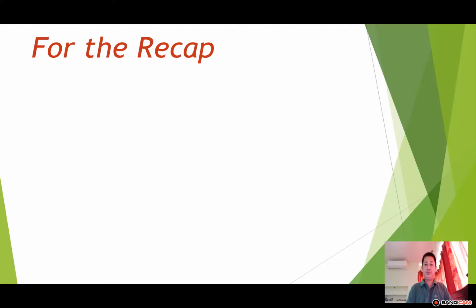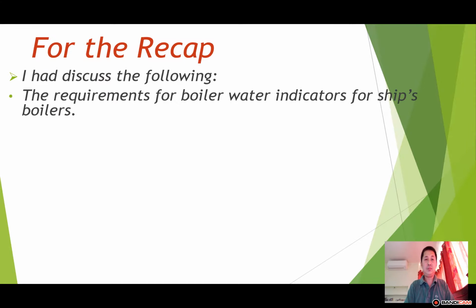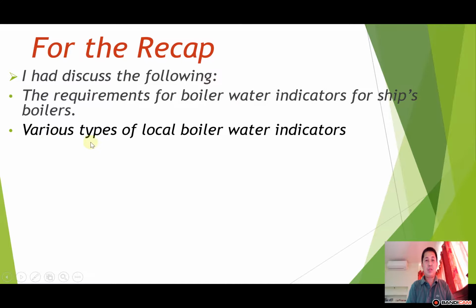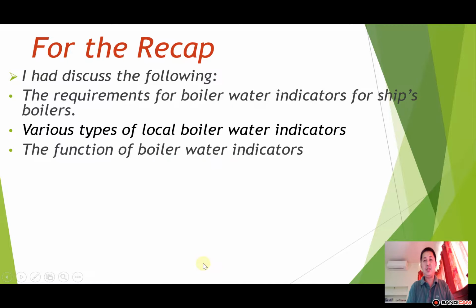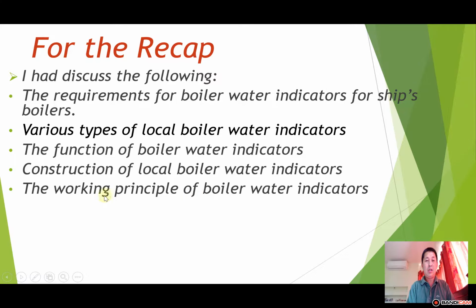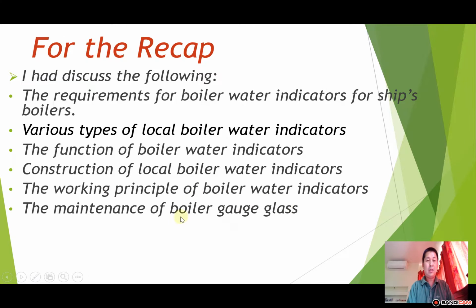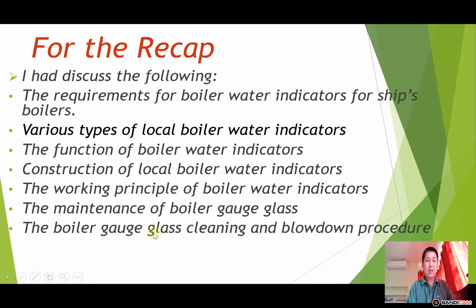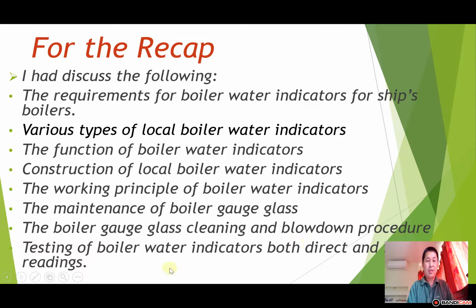So for the recap, I have discussed the following. The requirements for boiler water indicators for ships' boilers, which is our main topic. The various types of local boiler water indicators. The function of boiler water indicators. The construction of local boiler water indicators. The working principle of boiler water indicators. The maintenance of the boiler gauge glass. The boiler gauge glass cleaning and blow down procedure. Testing of water indicators, both direct and indirect readings.